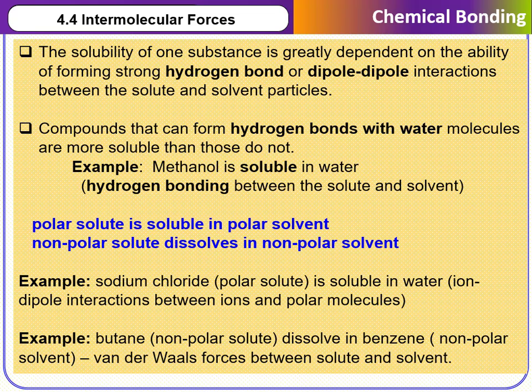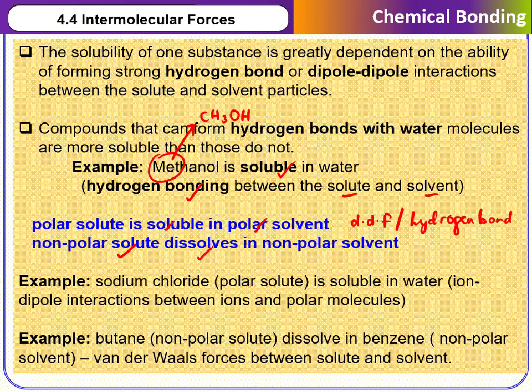For instance, we have methanol. Methanol is one type of alcohol with 1 carbon, CH3OH. So methanol is soluble in water. Why? Because methanol can form hydrogen bond with water molecule. The solute is the methanol while the solvent is the water. So remember, polar solute is soluble in polar solvent because they have intermolecular forces, which is either dipole-dipole forces or hydrogen bond. While non-polar solute can be dissolved in non-polar solvent, having the interaction of London dispersion forces.